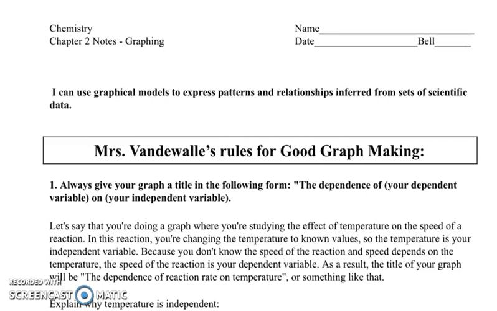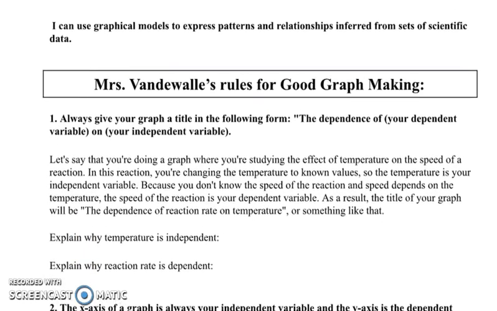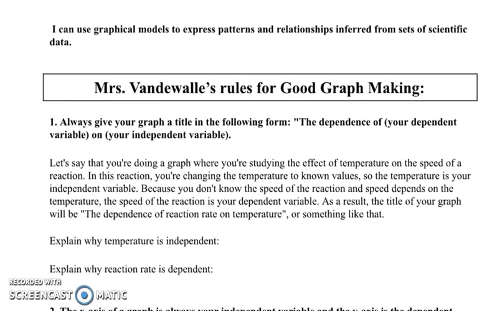As a result, the title of your graph will be the dependence of the reaction rate on temperature, or something like that. So perhaps you can write down in your own words why temperature is independent, why reaction rate is dependent, especially given my huge hints. Go ahead and do that. Pause this, write down your answers, and I'll be right back.